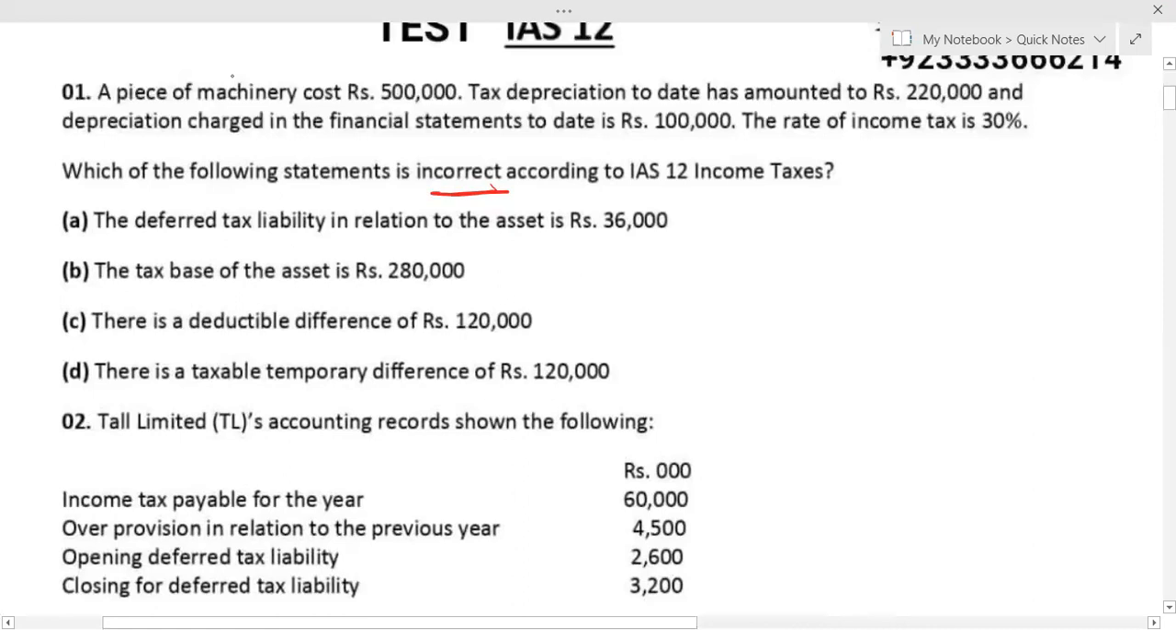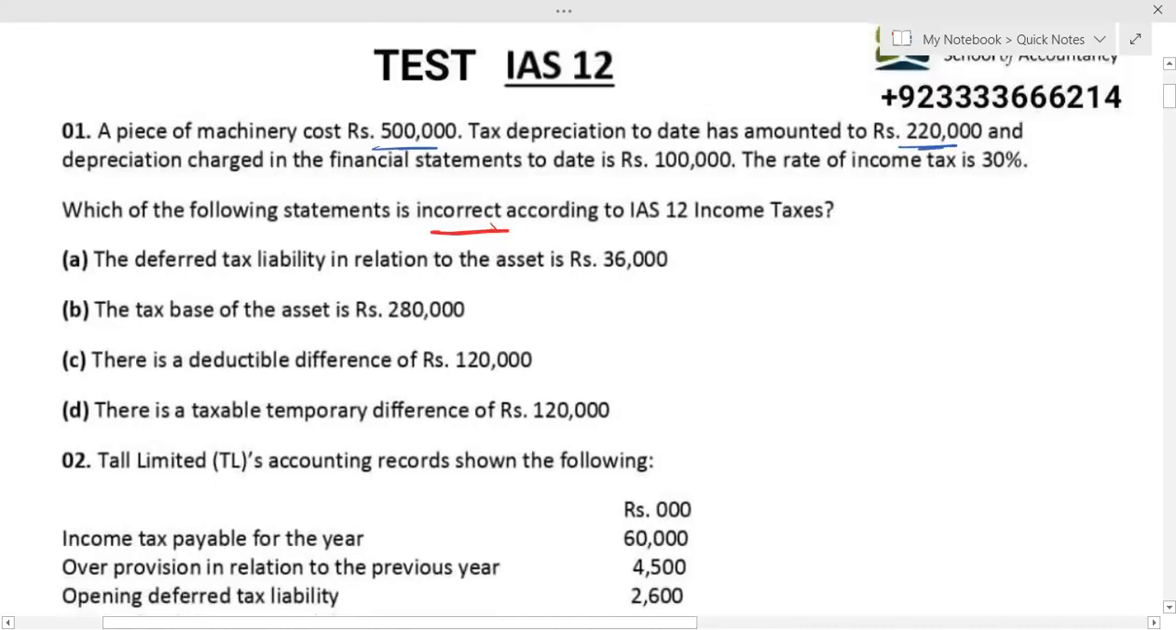A piece of machinery costing 5 lakh. Tax depreciation to date has amounted to, let's say, rupees 2,20,000. That is tax depreciation. And depreciation charge in the financial statements is 1 lakh. Tax depreciation is 2,20,000 and accounting depreciation is 1 lakh. The rate of income tax is 30%.